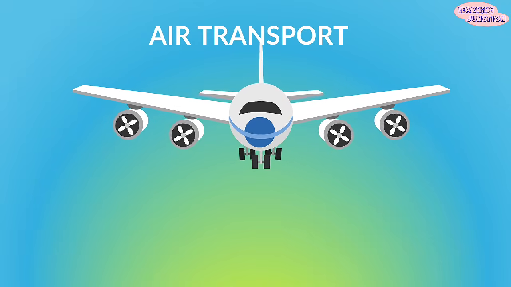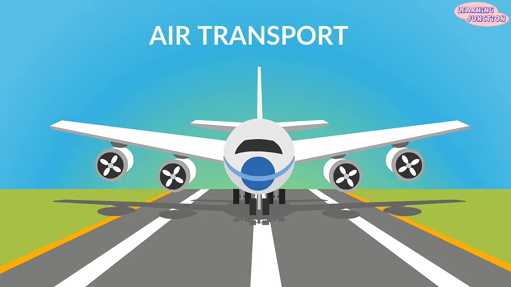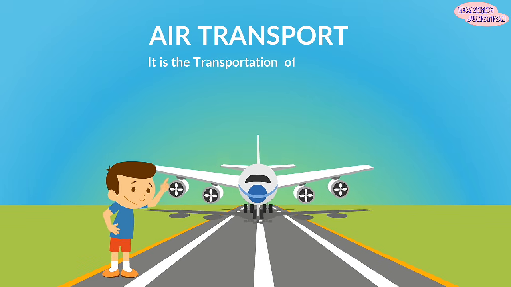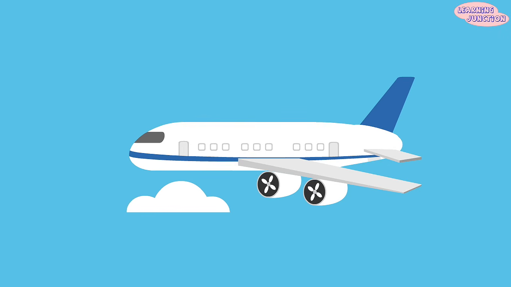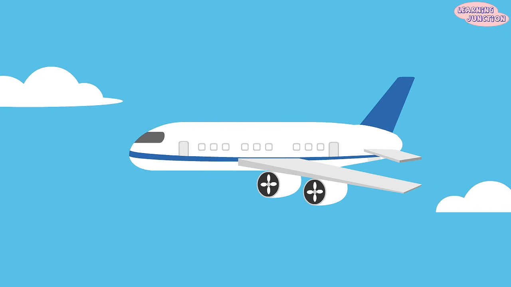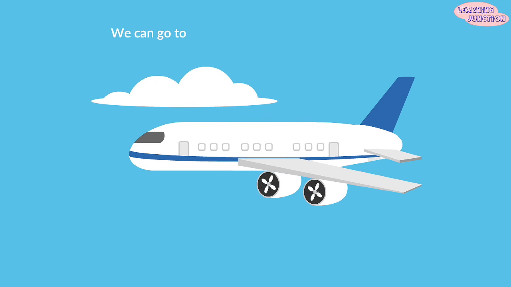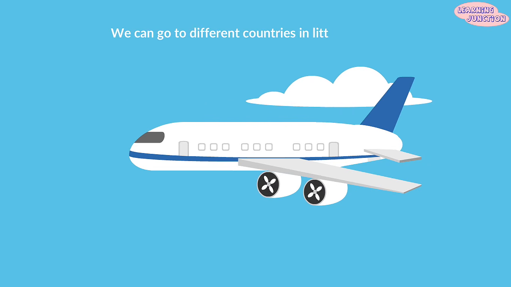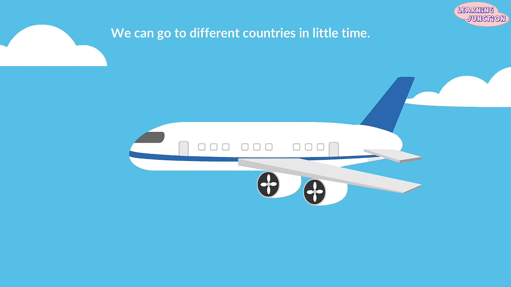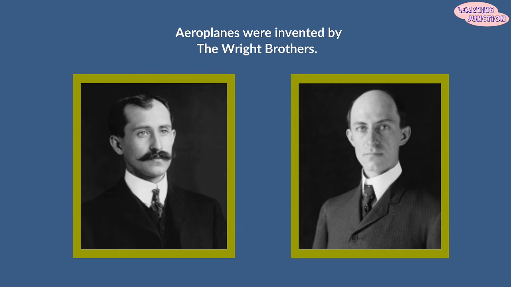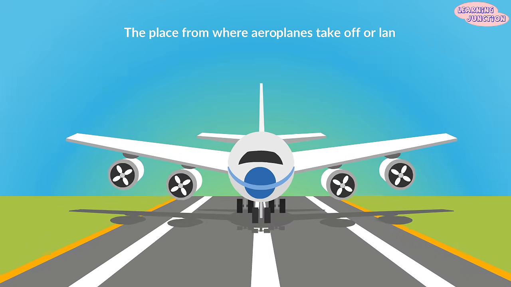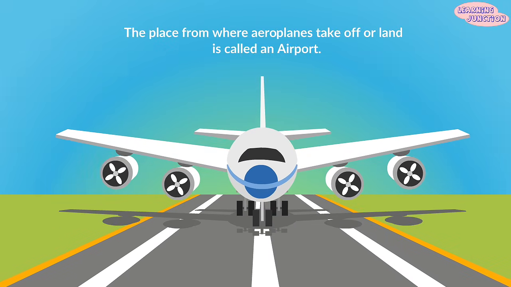Now, air transportation. It is the transportation of goods or passengers by air. Today, almost all nations of the earth are interconnected by air transportation. We can go from one country to another country in very little time with airplanes. Airplanes were invented by the Wright brothers. The place where airplanes take off or land is called an airport.